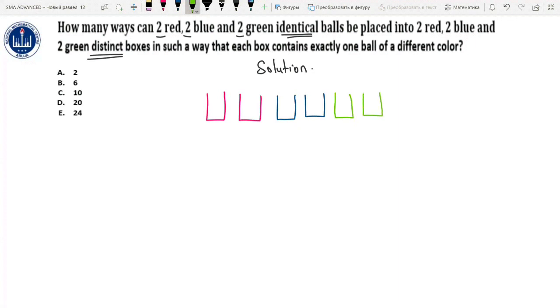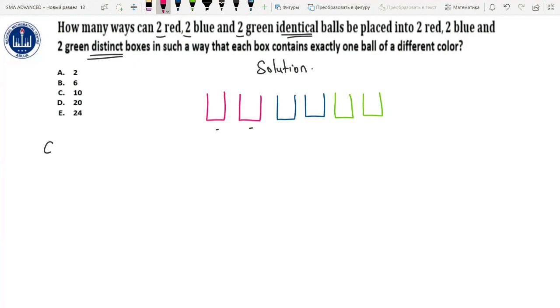Okay, so what we're going to do now is, as I say, split the question down into multiple cases. Remember, the condition for this question is that each box contains exactly one ball of a different color. So for example, in these 2 red bins, we're not expecting any red to be inside here. And in these 2 blue bins, similarly, we're not expecting any blue. In these 2 green bins, we're expecting only red or blue to be inside here.